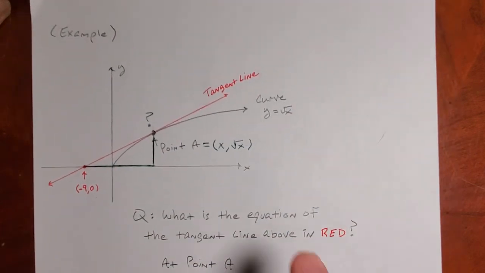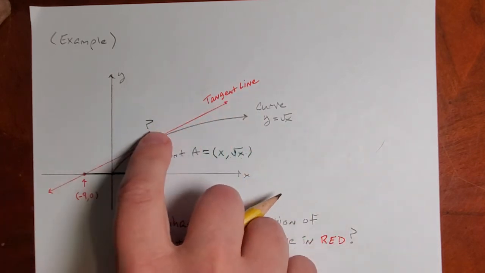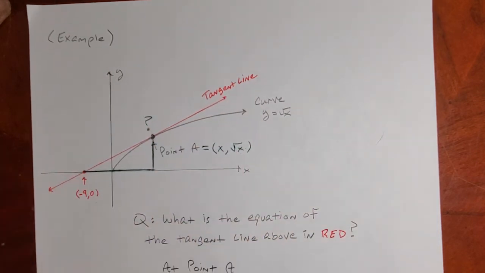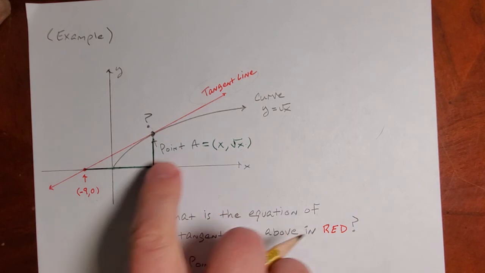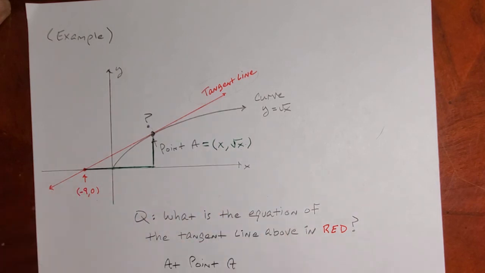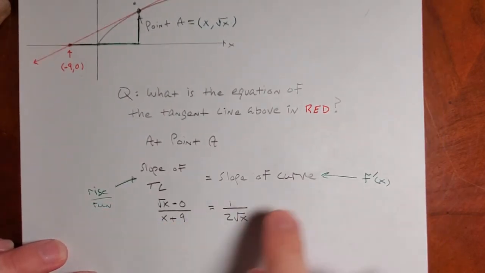Okay, so let's do that. So rise over run, slope of the tangent line. I got 2 points. Root x minus 0, and then x minus -9. So that'll be x plus 9. And then so we get that. So that's rise over run, and then that's the derivative.